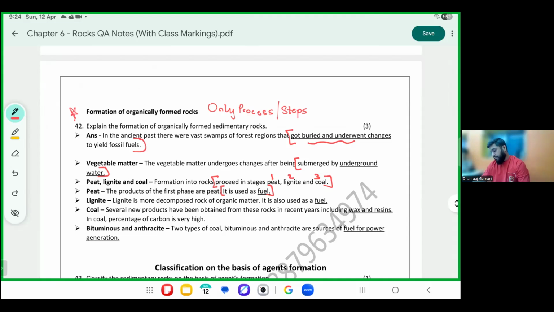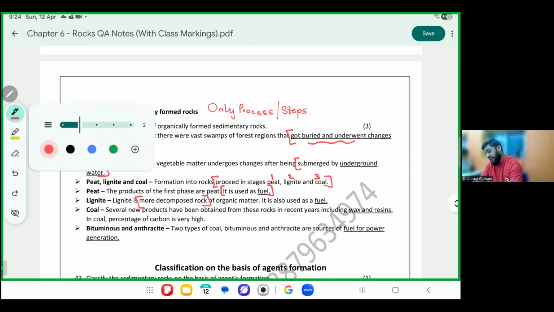It is a fuel. Please mark, peat is a fuel. Peat is a rock which can be used as a fuel. It is basically carbon stage 1, or coal's stage 1. Second stage is again lignite. It is more decomposed. Please mark the words more decomposed.